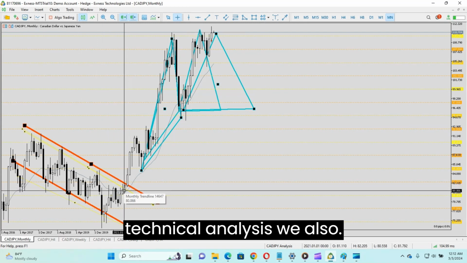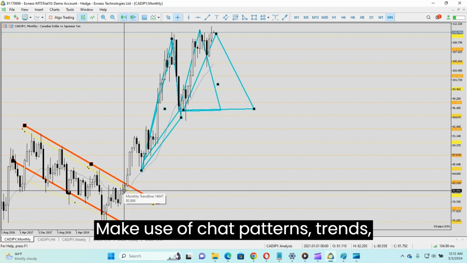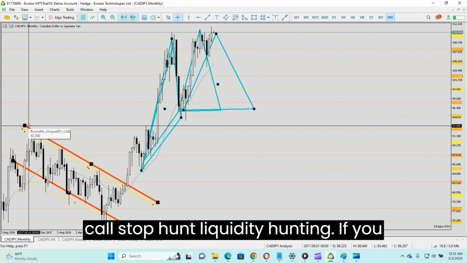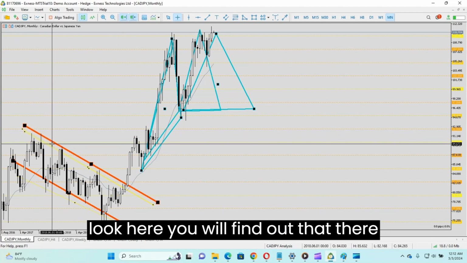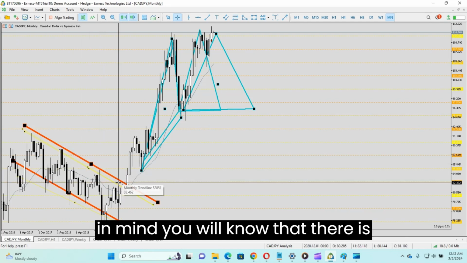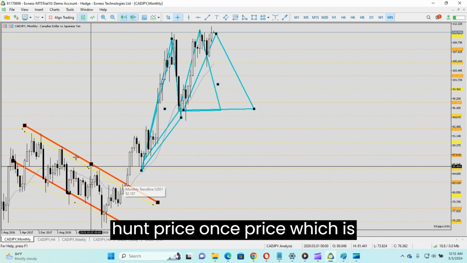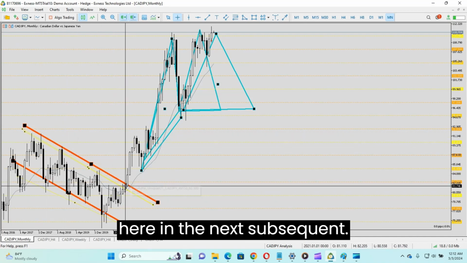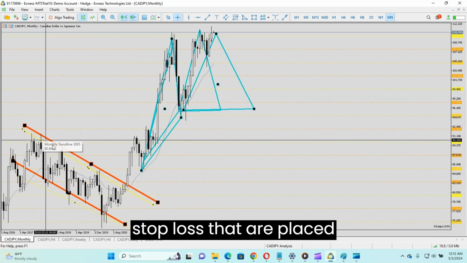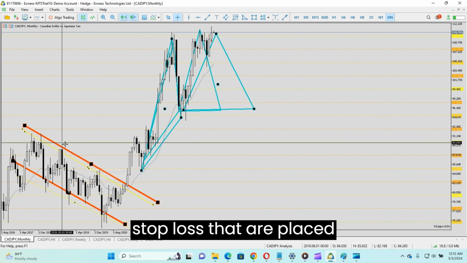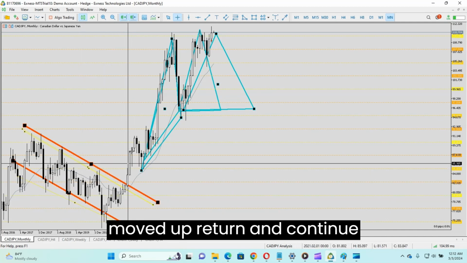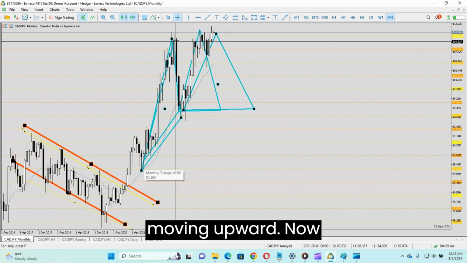So in technical analysis, we also make use of chart patterns, trends, market psychology. Like there is what we call stop hunt, liquidity hunt. If you look here, you will find out that there are many stop losses. So if you have that in mind, you will know that there is a possibility that the market makers will hunt price once price reaches here in the next subsequent movement because of all these stop losses that are placed by traders at these areas. You will see how price just broke this structure, moved up, returned, and continued moving upward.